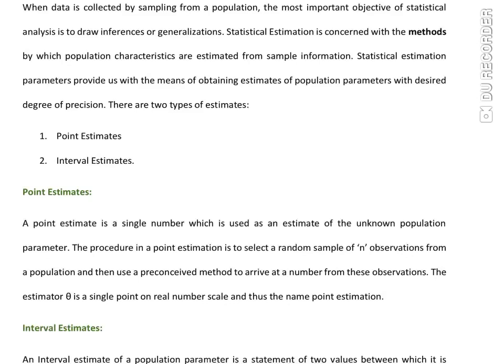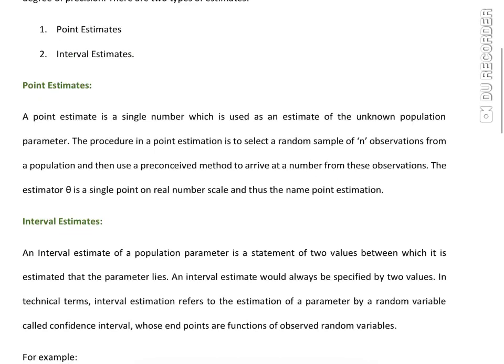There are two types of estimates. One is called point estimate and the other one is interval estimate. So first one, the point estimate. Point estimate is a single number which is used as an estimate of the unknown population parameter. The procedure in a point estimate is to select a random sample of n observations from a population and then use a preconceived method to arrive at a number from these observations. For example, the estimator theta is a single point in a real number scale, and that's the name point estimation.